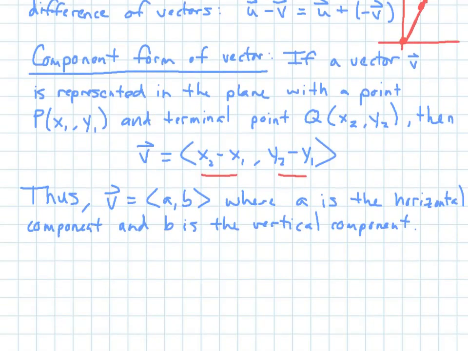And so to find your vector, you would subtract your x's and you would subtract your y's. Kind of like distance formula almost. Okay, so thus vector v, which is a comma b, is where your a is the horizontal component, so the x value, and b is the y component, or vertical component, so the y value. Okay?